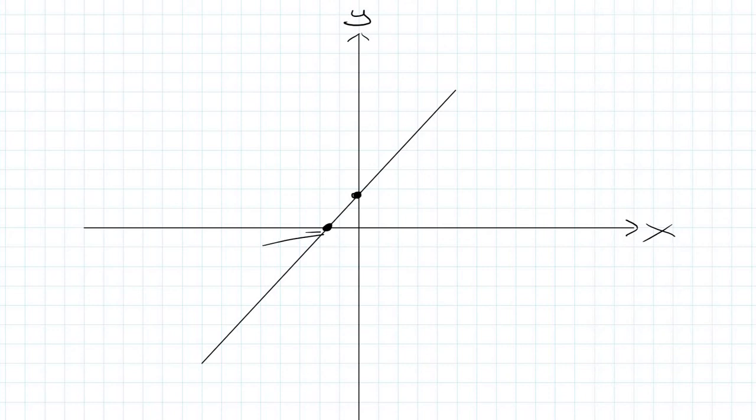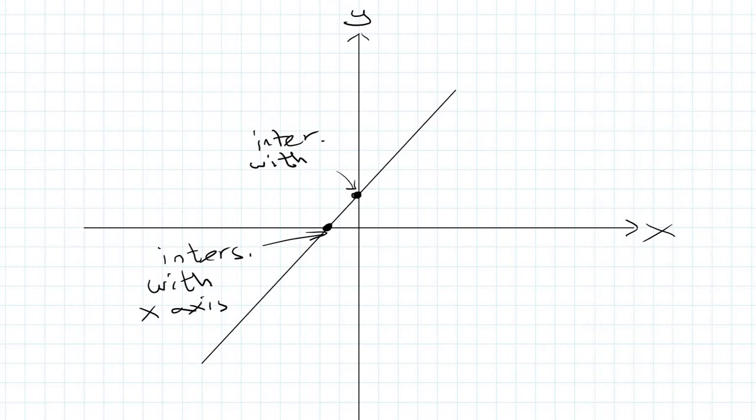So this point would correspond to the intersection with the x-axis, whilst this point is the intersection point with the y-axis. But actually, I would like you to notice a more subtle thing that we have to take notice of in order to represent the line algebraically. And this is the slope of the line.